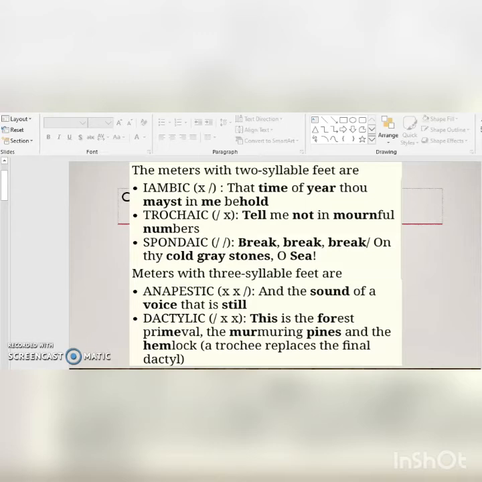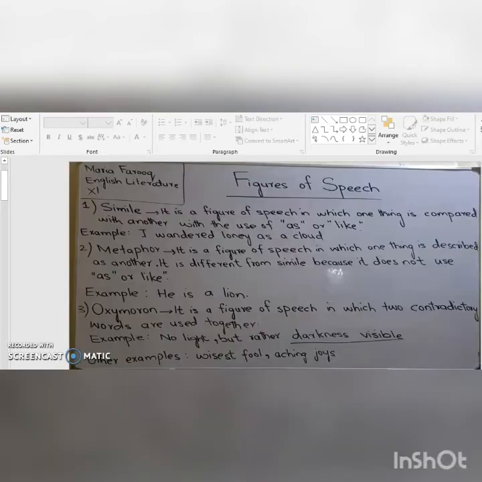Now we will proceed. We are done with meter, and now we will start figures of speech. Basically, we are studying poetry.